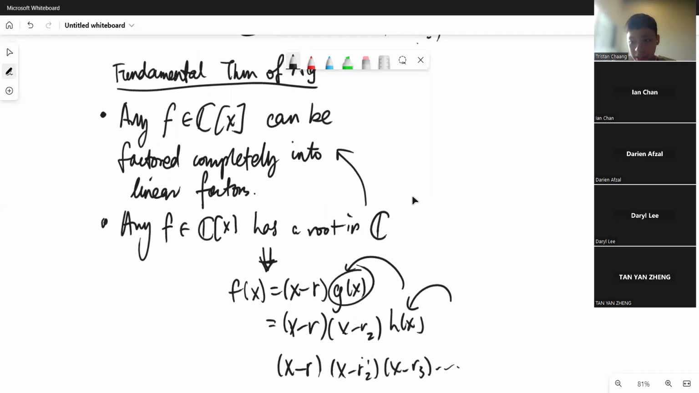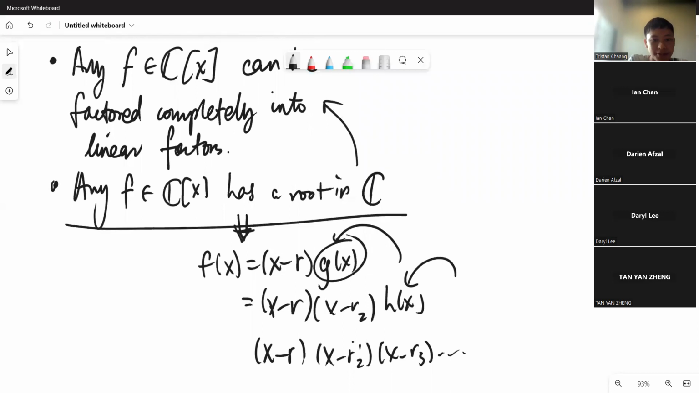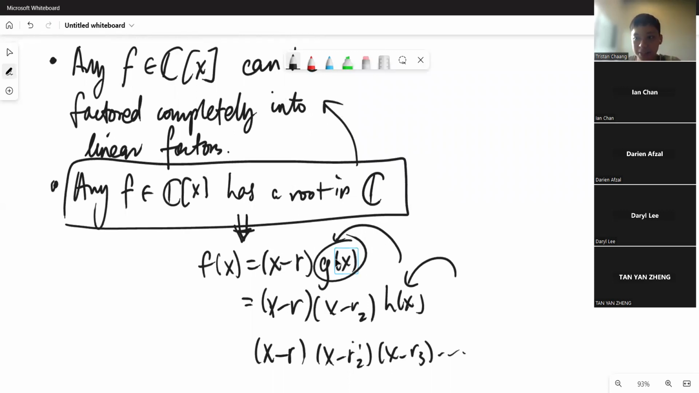If we have time, we're going to prove the second statement. How do you know g(x) has a root? Well, because I assume this statement is true, right? Any polynomial has a root. Well, g(x) is a polynomial, so g(x) has a root. So it's like repeatedly arguing the same theorem, which you know is true. I mean, I assume it's true. I will prove it to you afterwards if I have time.